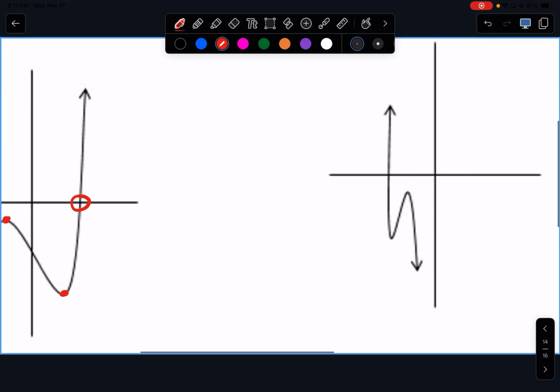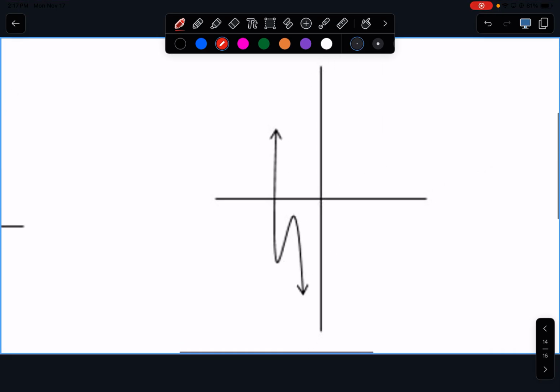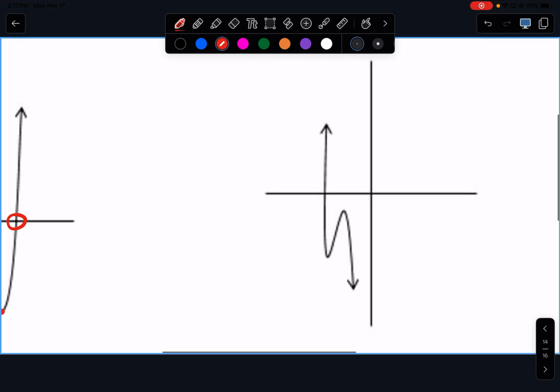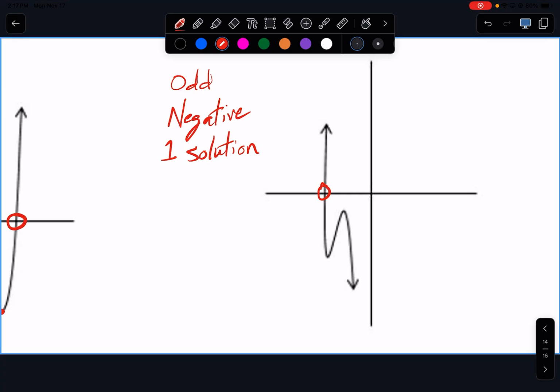Okay, let's do the next one together. And then I'm going to let you do the others on your own, and we'll talk about them at the end. Okay, so is this going to be odd or even? It's odd because the end behavior is opposite. Okay, is it positive or a negative leading coefficient? It's going to be a negative leading coefficient. Good, because our right end is going down. Now, how many solutions do we have? We have 1 solution, or 0.